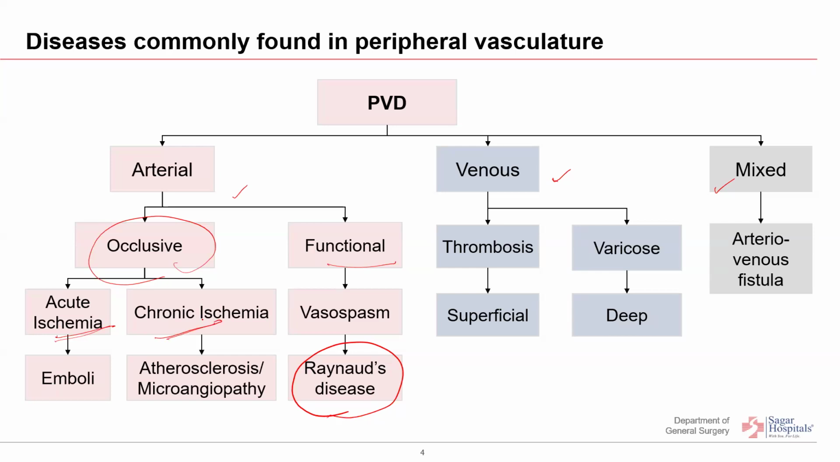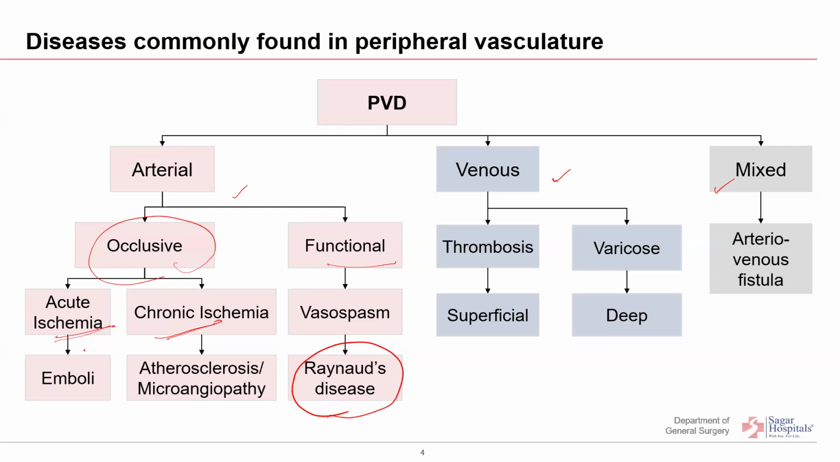Acute, for example, if there is an embolism, suppose you have an infective endocarditis, or some vegetation which gets embolized, the embolic shower can cause an ischemia immediately. That is the acute ischemia. Whereas this chronic, because of your atherosclerosis and smoking, there can be chronic vascular insufficiency that can cause a chronic limb ischemia.